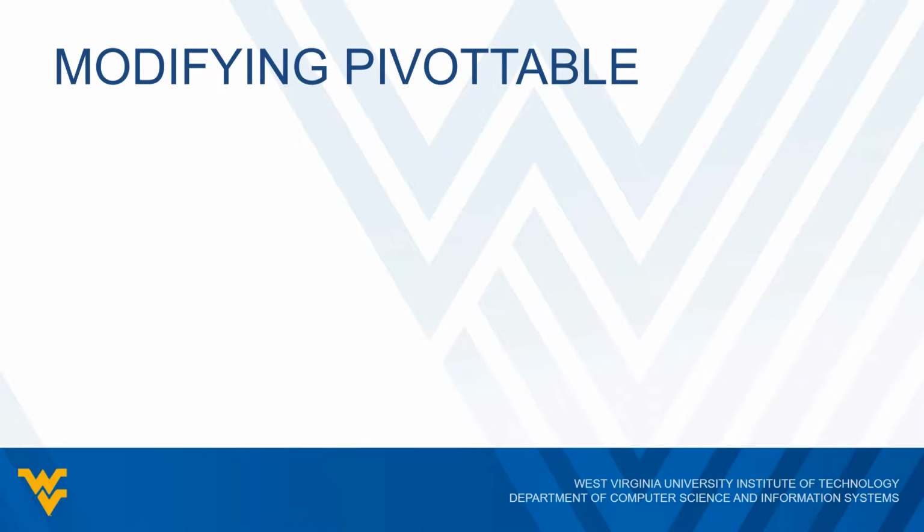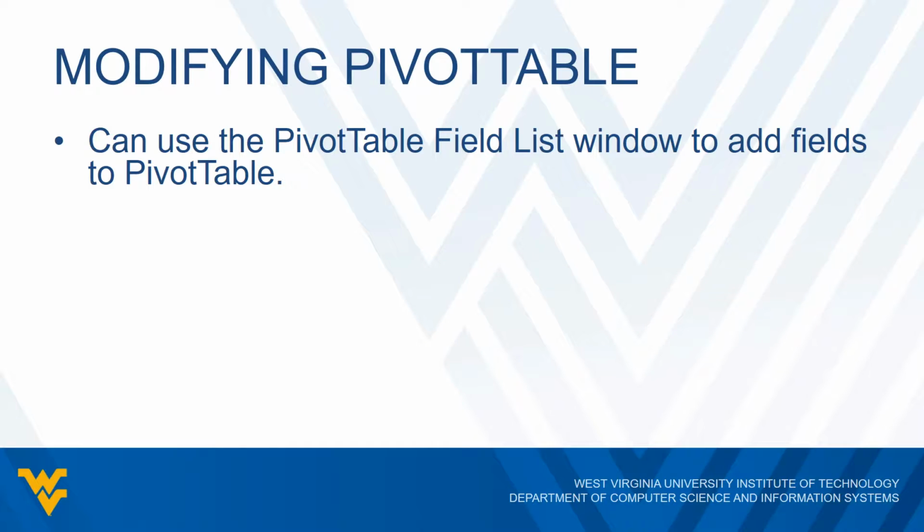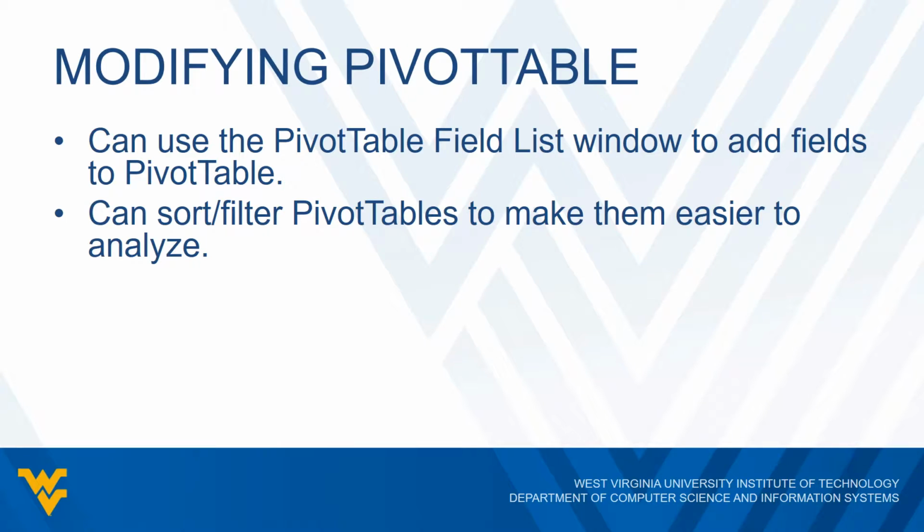And then once you have your pivot table, you have several options as far as modifying it and changing the layout and so forth. So we can use the pivot table field list window in order to add fields into the pivot table. When we create this pivot table, the data that we have in there will be considered as fields of the pivot table. So we can choose which fields we want to show in the pivot table and which fields we do not want to show. We can also do sorting and filtering. That way we can make it easier to analyze specific subsets of data.